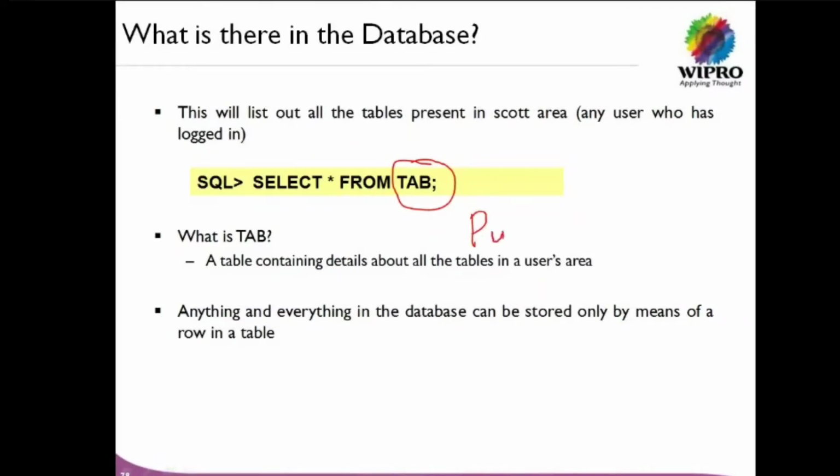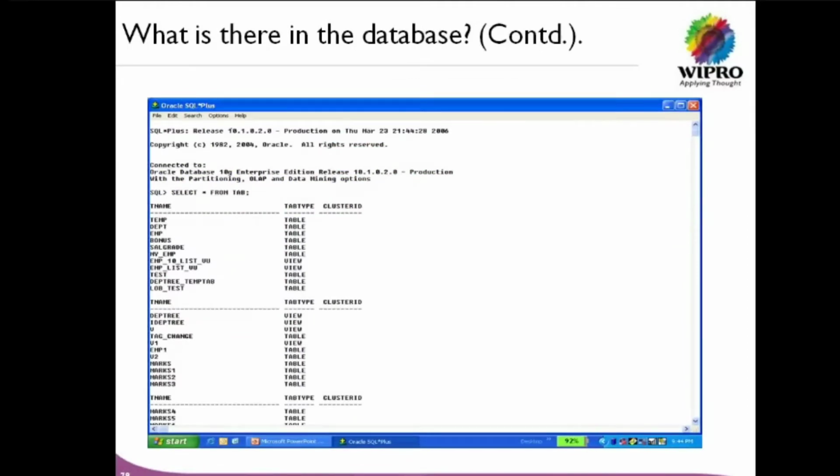You can note it down: tab is actually called a public synonym, SYN for short. So tab is nothing but a public synonym, which contains the details about all the tables in the user area. Even if there are 20 users in this class, in your own login everybody can execute this command, select star from tab, which will display, according to the user, the tables they created. So tab is the public synonym which contains the details about all tables in the user area. This is one example, and assume this is one of the users logged in to Oracle.